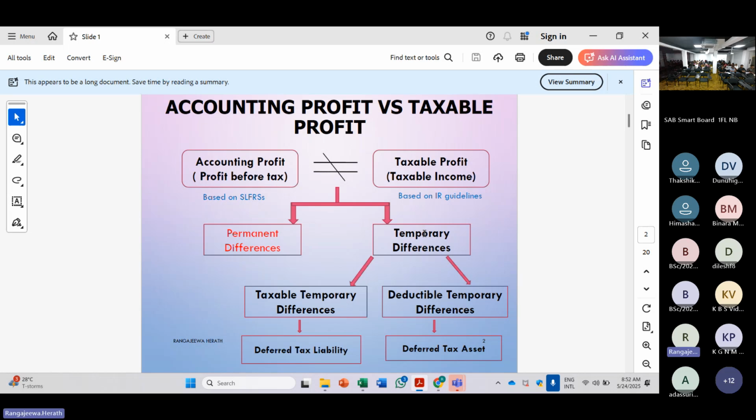Then taxable temporary difference 20 million. Tax rate 30%. 20 million into 30%, 6 million we identify as deferred tax liability. So for that deferred tax liability we debit tax expense, credit deferred tax liability. So then the actual tax payment 24 million plus the deferred tax liability, your tax expense is adjusted to 30 million, which is in line with the accounting.